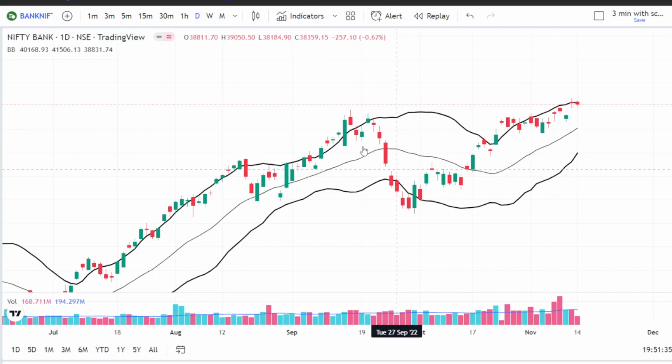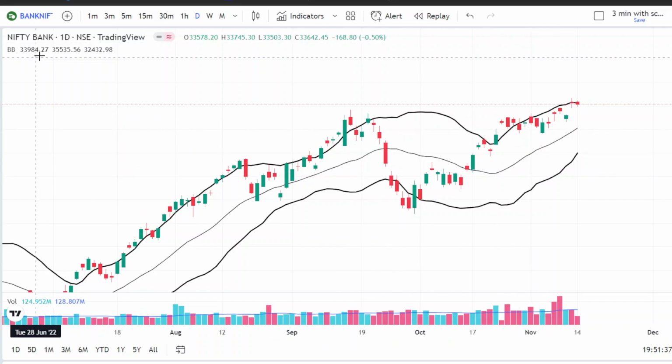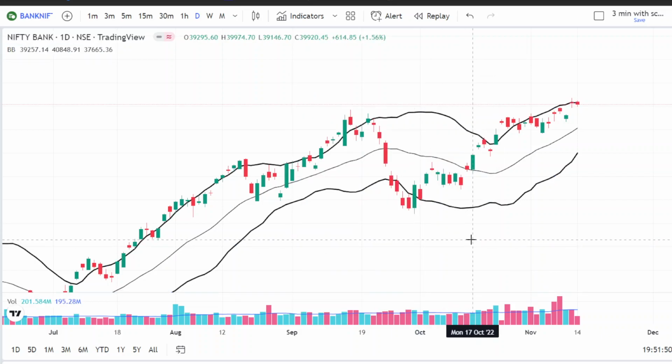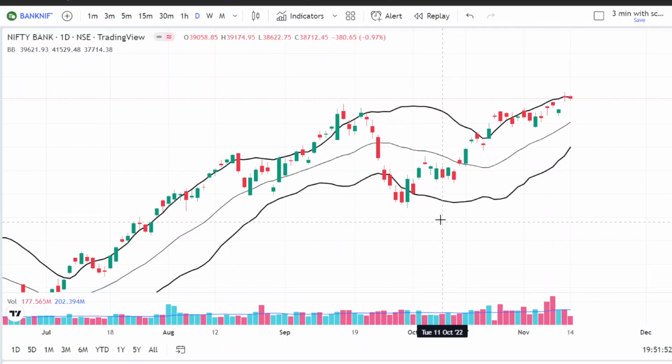Firstly, we have to plot the Bollinger Band, and then there is a slight tweak. We need to change the standard deviation from 2 to 1.5. I had already changed it. Now, just like the 5 EMA setup, whenever there is a gap between the candle and the Bollinger Band, that's our alert candle.